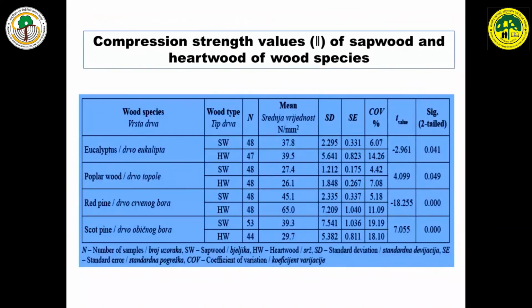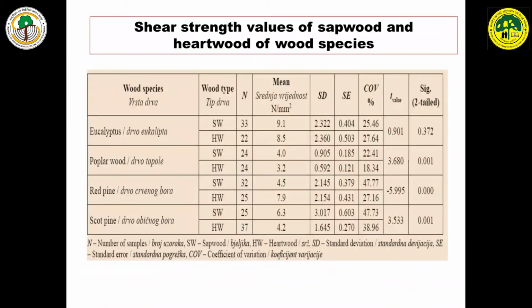And we have the compressive strength parallel to grain. Here, except in case of eucalyptus and poplar, for the pines there is a significant difference between the sapwood and heartwood of these species. Similarly, for the shear strength values of the sapwood and heartwood, we can see there is a significant difference between the sapwood and heartwood.